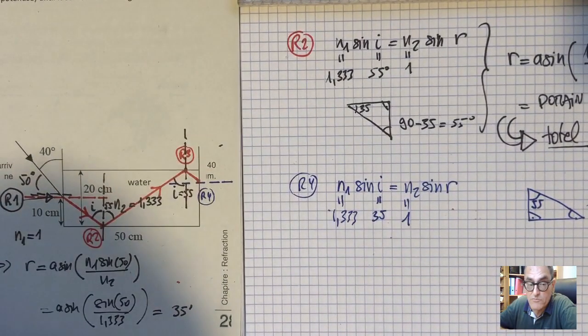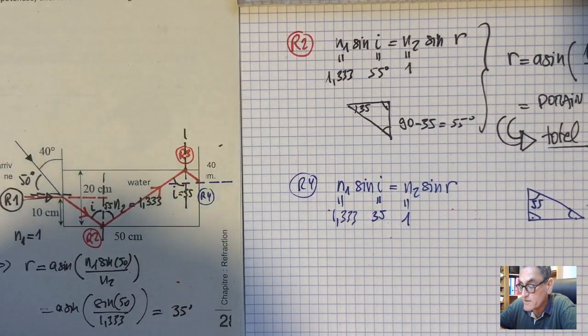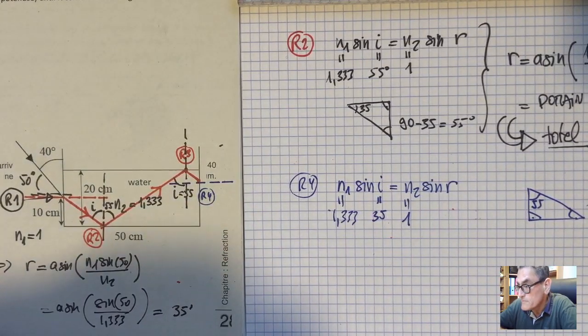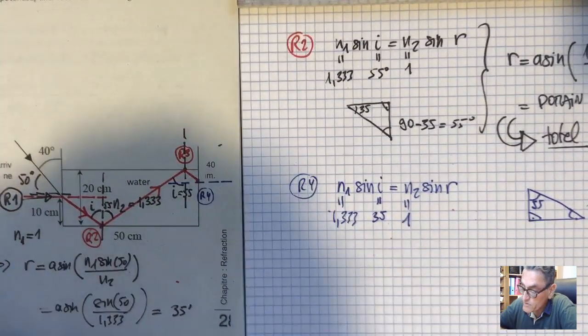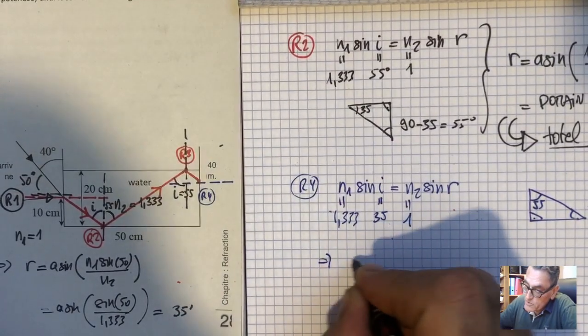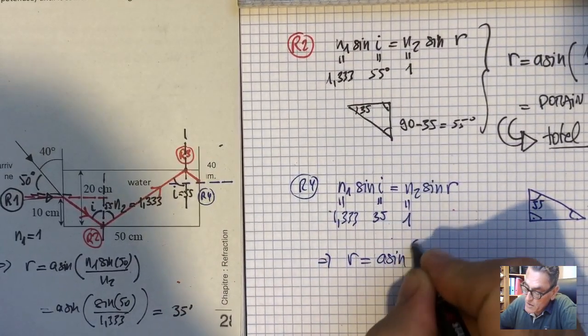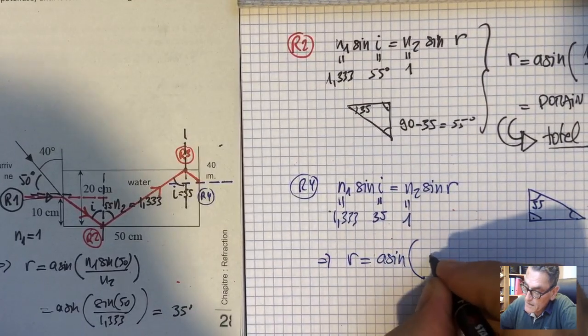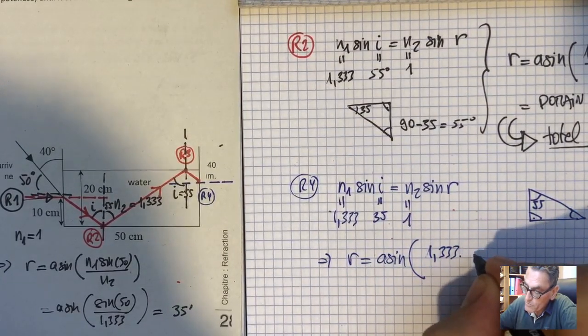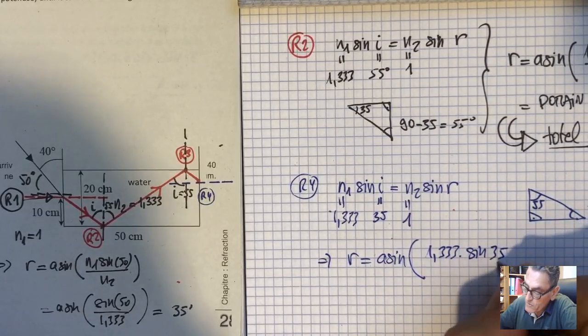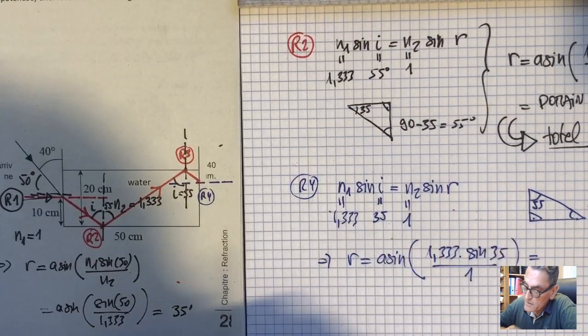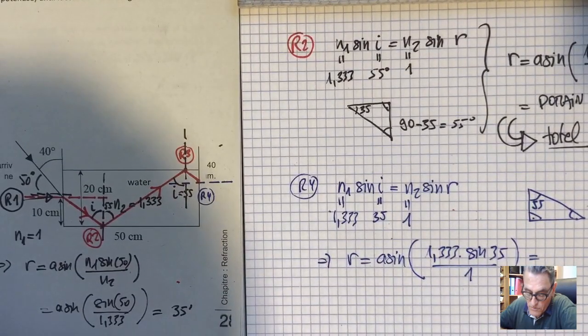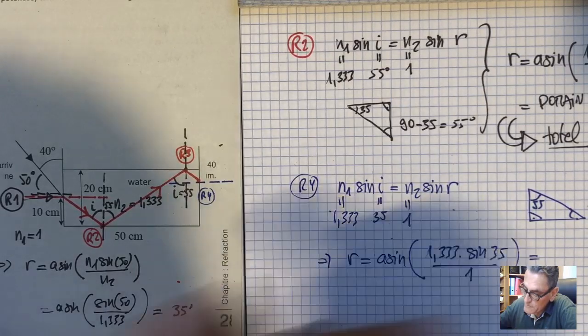Do you expect to have a refraction or a reflection with an incidence angle of 35? Refraction, because it's smaller than the limiting angle, which is about 42, if I remember well. So this means that R is the inverse sine of N1, which is 1.333, times the sine of 35 over 1. And could somebody be nice enough to compute that? But I know the result. Do you know the result? It's going to be 50.